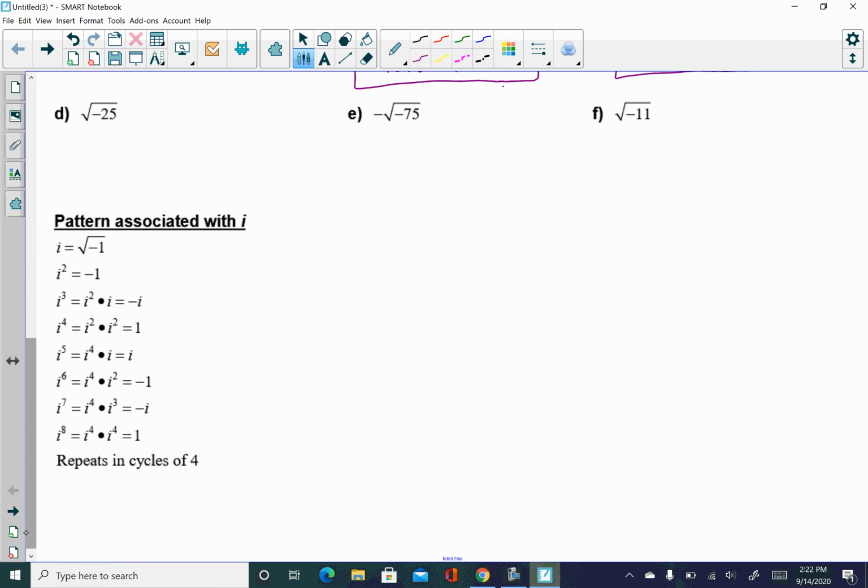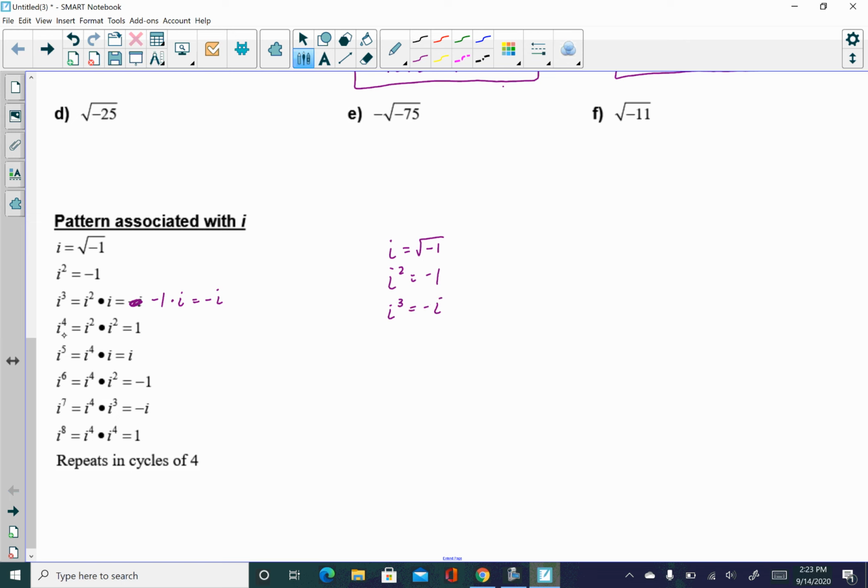All right, so we'll pick up down here with the pattern associated with i, the imaginary numbers. As you see here, i is equal to the square root of -1. We've already established that. We've also already established that i squared is equal to -1. Now you'll notice the next one, i cubed. Look how I wrote that. I cubed, would you agree that's the same as i squared times i? Well, we know that i squared is equal to -1, times i, so that would give me -i, right? And so now we know that i cubed is equal to -i.